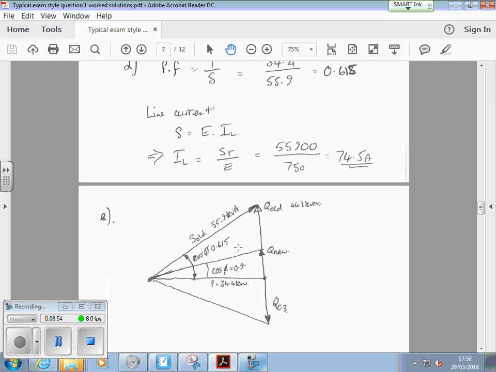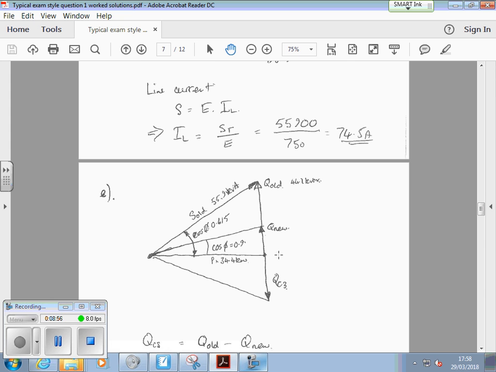Now it's talking again about some more power factor correction added to the system, such that the power factor is going to improve to 0.9 from 0.615. So that's a diagram showing the whole system and how it's being affected by this addition of a third capacitor down here.